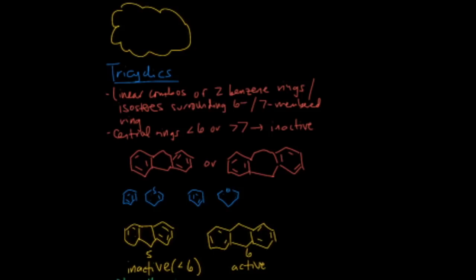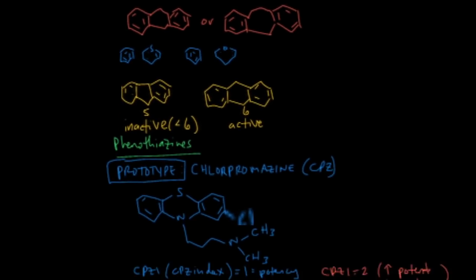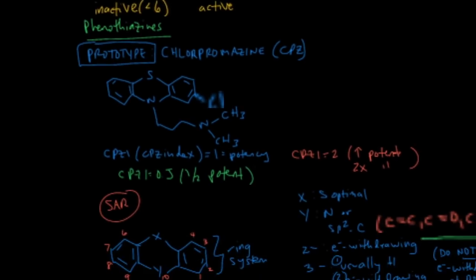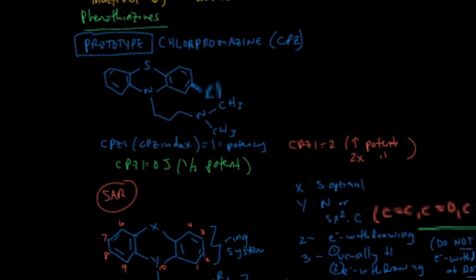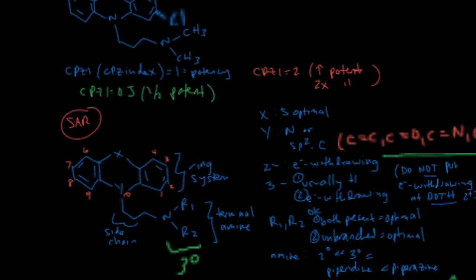Okay, so now to review. Your tricyclics are composed of a 6-member ring, a 6 or 7-member ring, and a 6-member ring. Anything less than 6 or greater than 7 leads to an inactive ring. First class of tricyclics are phenothiazines. Prototype is chlorpromazine. Chlorpromazine index, or CPZI, measures the potency of a drug relative to chlorpromazine. Anything greater than 1 is more potent, less than 1 is less potent. Your SAR.